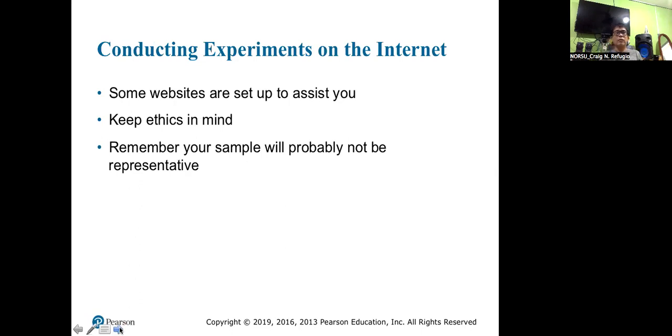Conducting experiments on the internet. Some websites are set up to assist you to keep ethics in mind. So ethical considerations must always be remembered. Remember, your sample will probably not be representative. Although I mentioned that your sample must be representative of the population, there might be some instances beyond the control of the researcher where your sample is not representative of the total population.